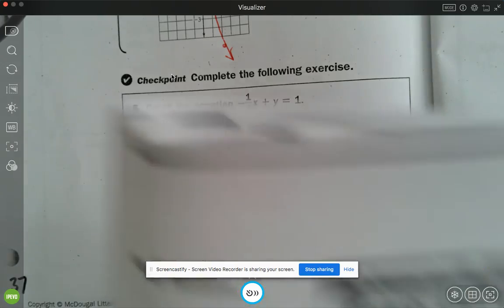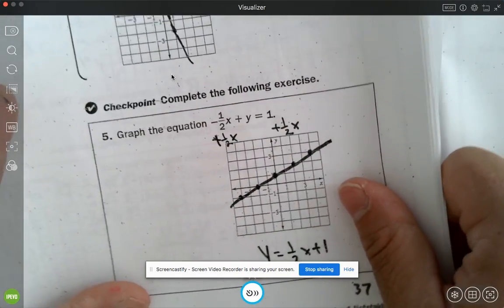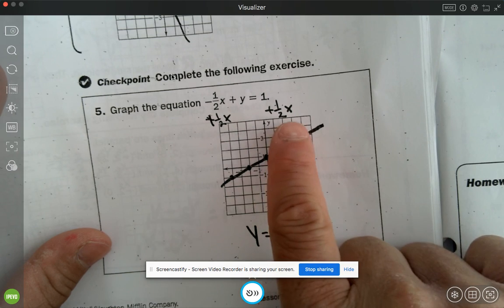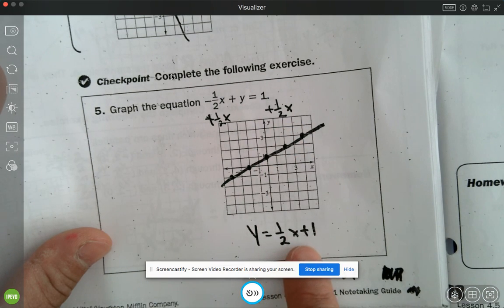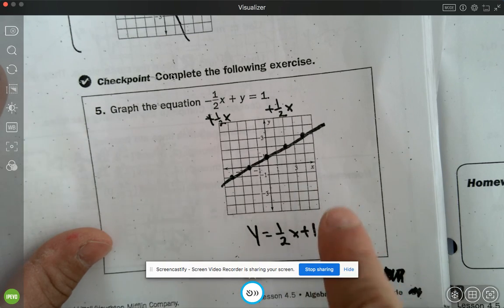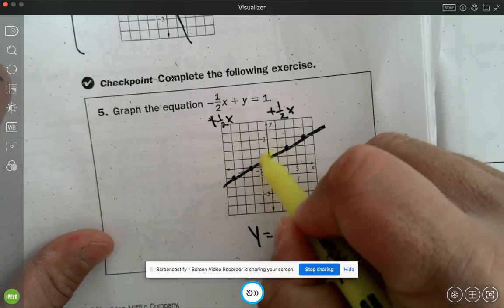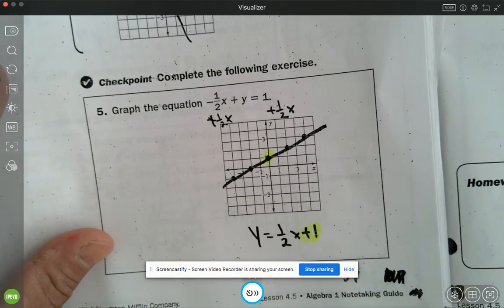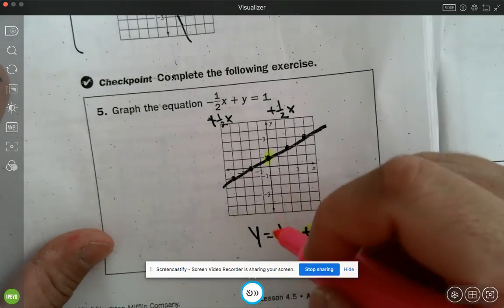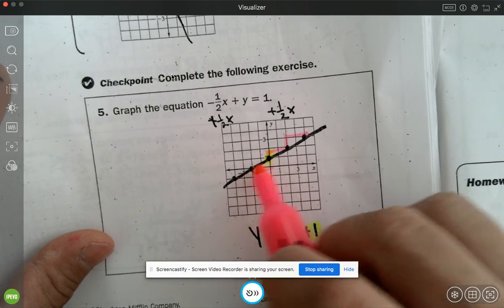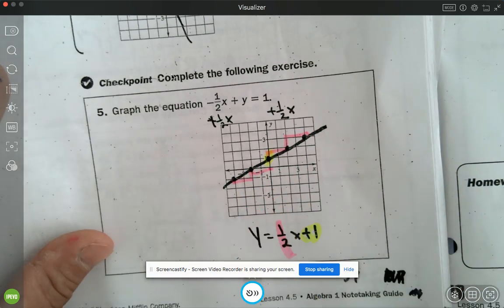All right. If you did it correctly, hopefully you got this. So I added 1/2 x to both sides. I got 1/2 x plus 1. So now when I did where to start, I started at the y-intercept (0, 1), which is that. And then where to go, it was 1/2 slope. So I went up 1 over 2, up 1 over 2, down 1, left 2, down 1, left 2.